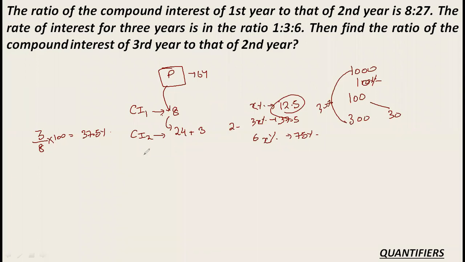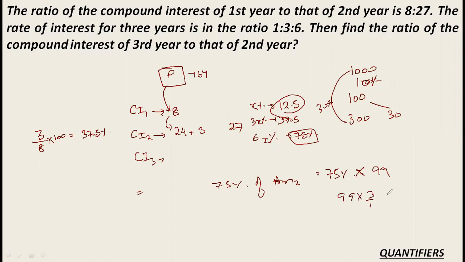And my interest for third year will be, on third year I will get how much? 75%. 75% of what? 75% of amount up to second year. What is amount up to second year? 64 and 8, 72 and 27, 99. So 75% of 99 is the amount of interest I will be getting. So 99 into 3 by 4 or 297 by 4. 300 by 4 is 75. Subtracting 0.75, 74.25 is the final interest of third year.